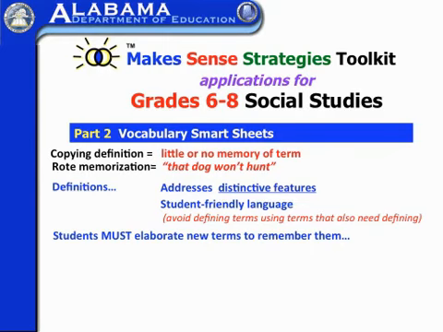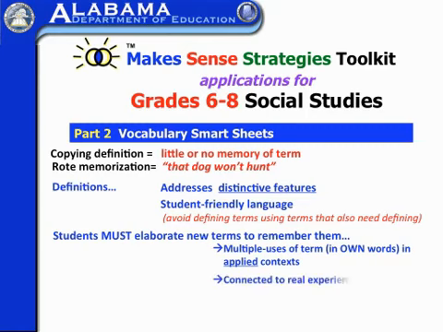Okay, they have to elaborate the terms. Now, elaboration can occur in a lot of ways, but the key thing is that the student uses the term in their own words in multiple applied contexts, like a minimum of 15 or 20 times. And so that's a lot of using the term in applied context. Another thing is that students have to connect the term to real experiences. So anytime you can design activities or experiences in your class that actually involve having the students use those terms that they're expected to know, then they're much more likely to remember the definitions.